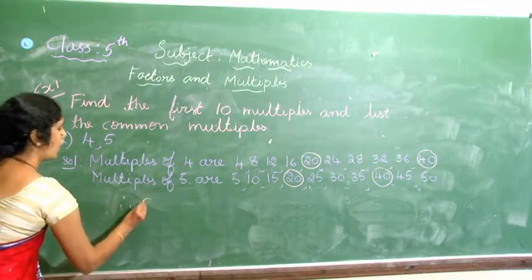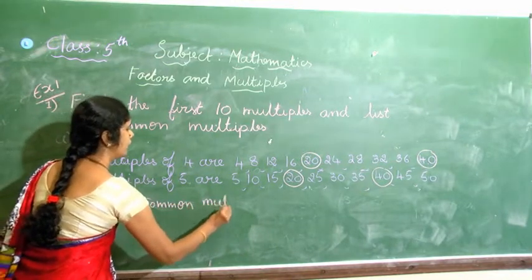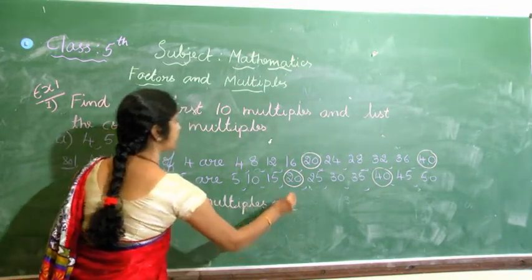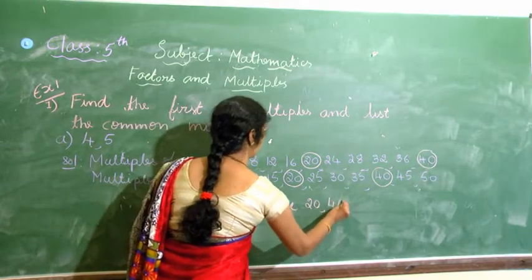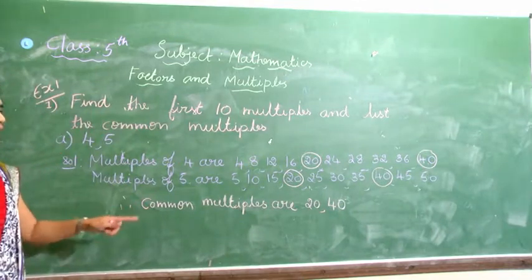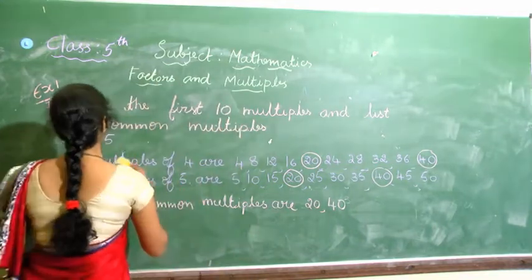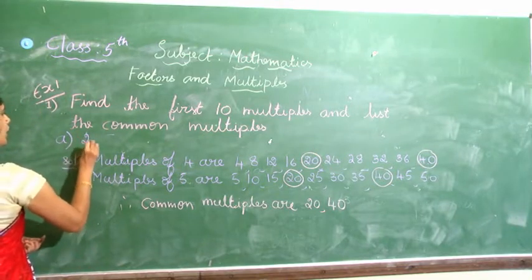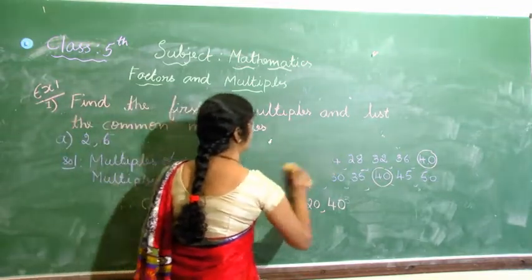Therefore, common multiples are 20, 40. Now, one more sum: 2 and 6. Now, write the multiples of 2 and 6.